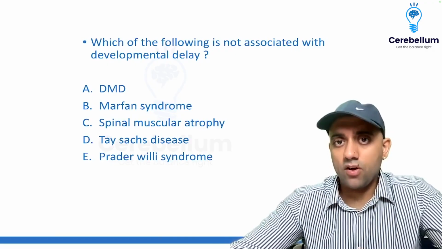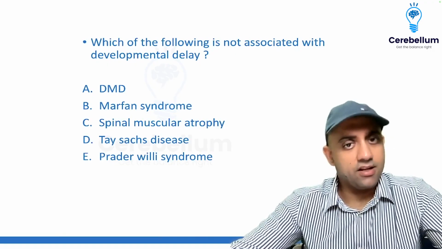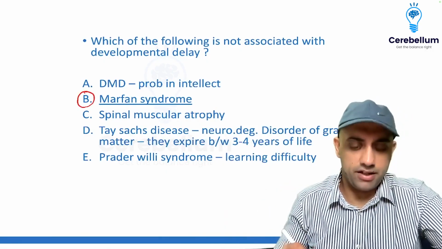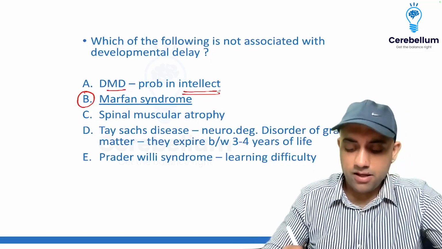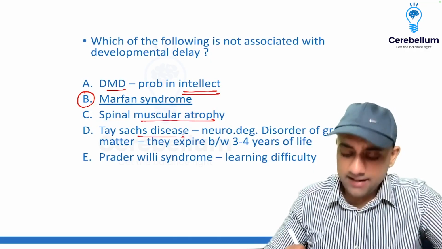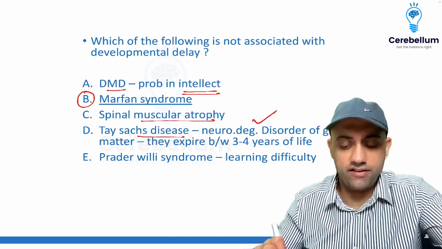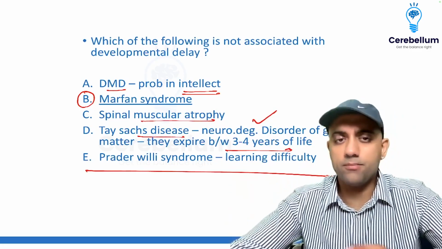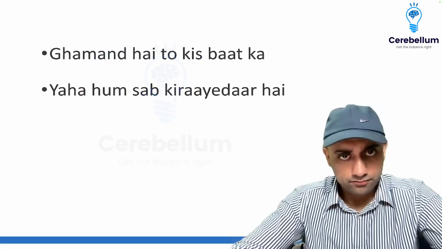Which of the following is not associated with developmental delay? Marfan syndrome. They don't have developmental delay. Duchenne muscular dystrophy baby will have an intellect problem. SMA will have it. Tay-Sachs disease, which is a neurodegenerative disorder, they will expire by 3 to 4 years. And Prader-Willi also will have a developmental problem. Marfan, they're chilling out.